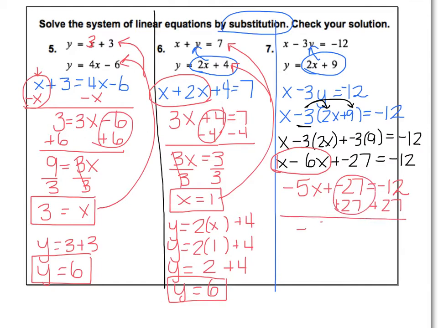So I get negative 5x equals negative 12 plus 27, which gives me 15. Divide by negative 5, and x equals negative 3.